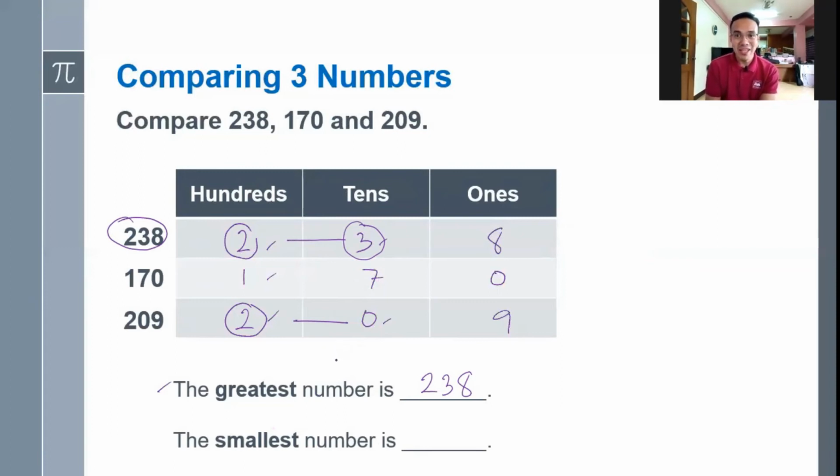This time, we are going to determine which number is the smallest. Which number is the smallest? And if you look at here, go back to the hundreds, 1 is already the smallest, right? So we say that 170 is the smallest. Did you get that?